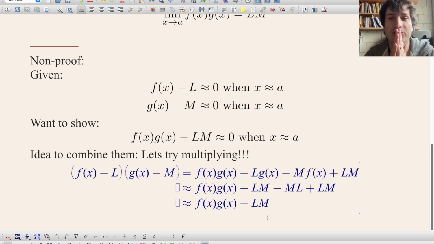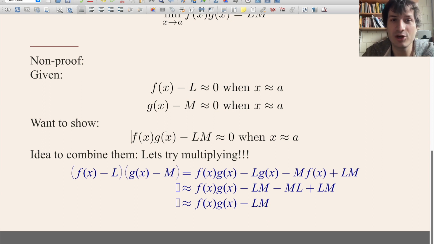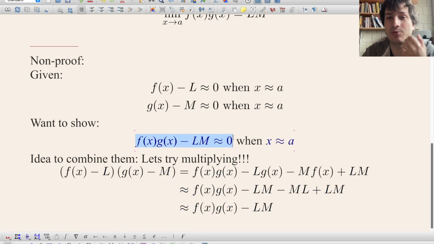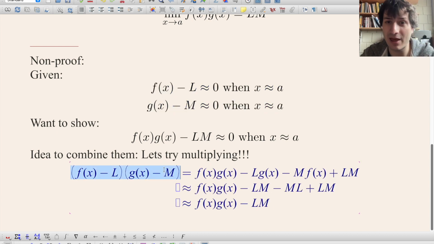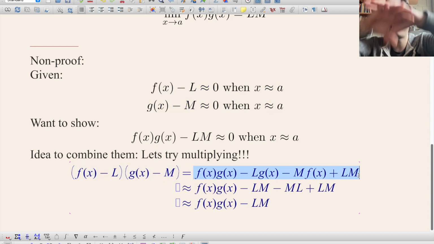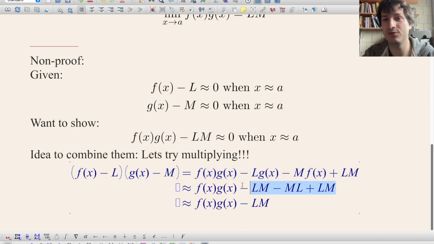So this is the core idea of the proof. We want to show that f times g minus L times m is approximately 0. How are we going to do it? We are going to take f minus L and g minus m, which we know are approximately 0. We're going to multiply them together, and then we're going to have this algebraic expansion, and we're going to look at the individual parts.